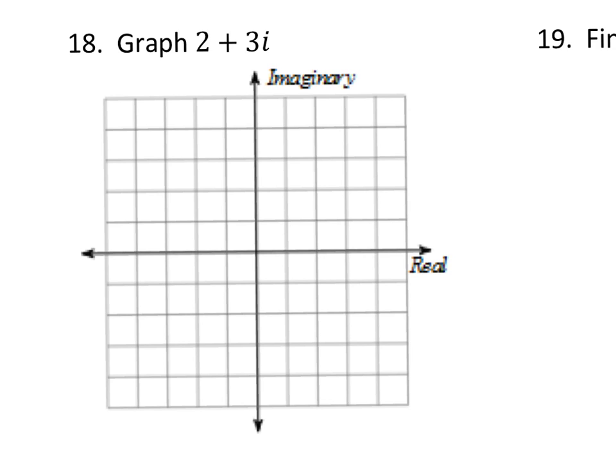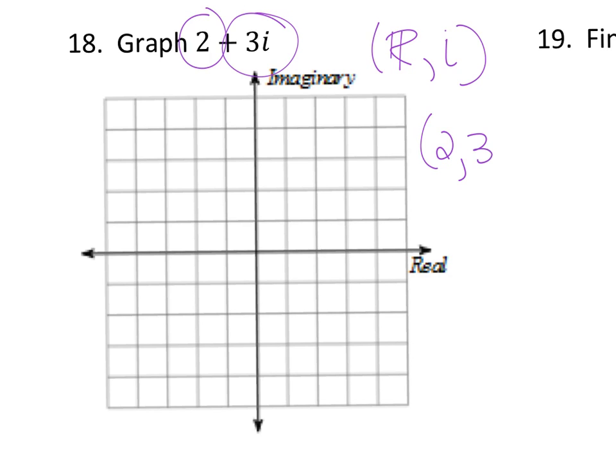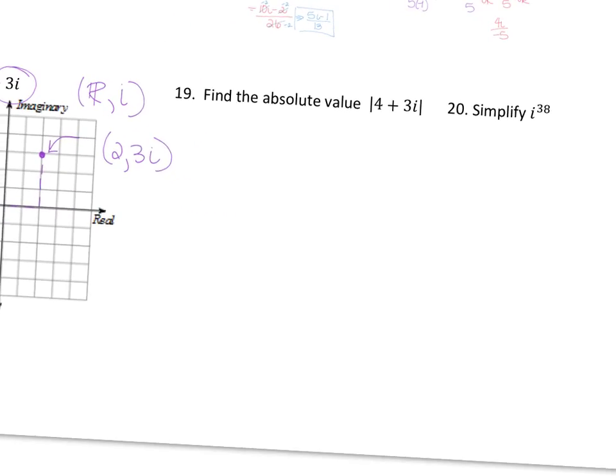18's fun. Remember, it's what's attached to my imaginary and real. My x values are going to be my real. So I'm going to have my real numbers and my imaginary numbers over here. My real number is what's not attached to the imaginary, which is 2, and my imaginary number is what is attached to the imaginary, which is 3i. So I go 2 over and then up 3. Here's my 2 over, and then I'm going up 3, and here is my dot right there. That's where my dot should be. That's all you're doing for any of them.